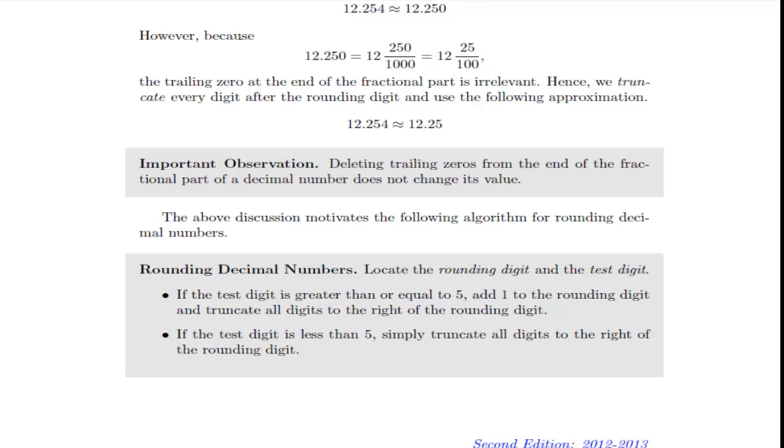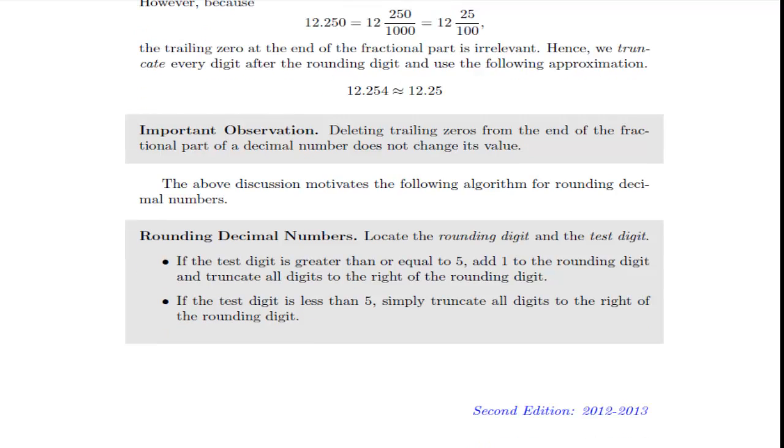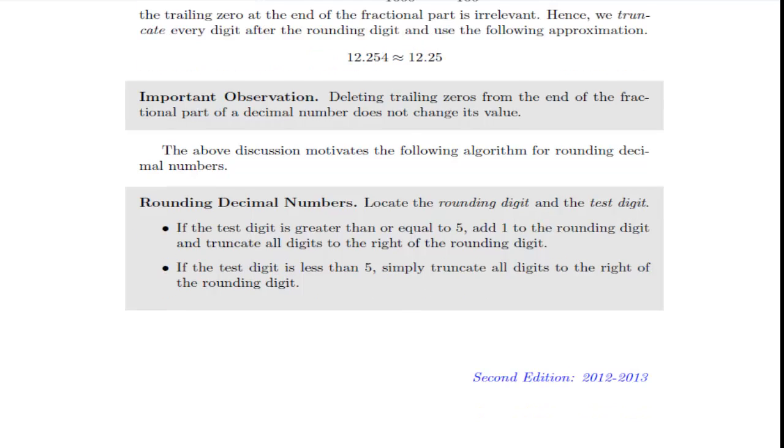Rounding decimal numbers. Locate the rounding digit and the test digit. If the test digit is greater than or equal to 5, add 1 to the rounding digit and truncate all digits to the right of the rounding digit. If the test digit is less than 5, simply truncate all digits to the right of the rounding digit.